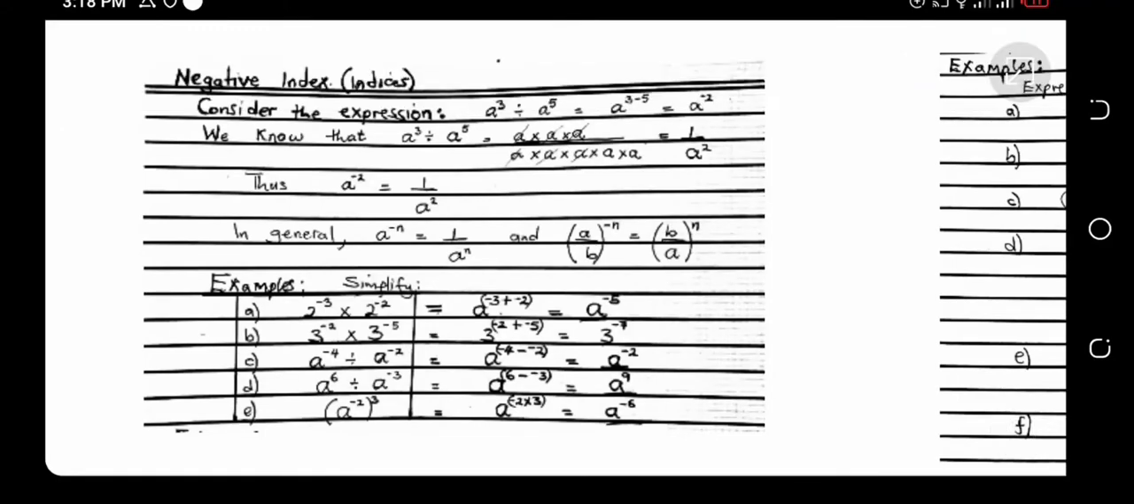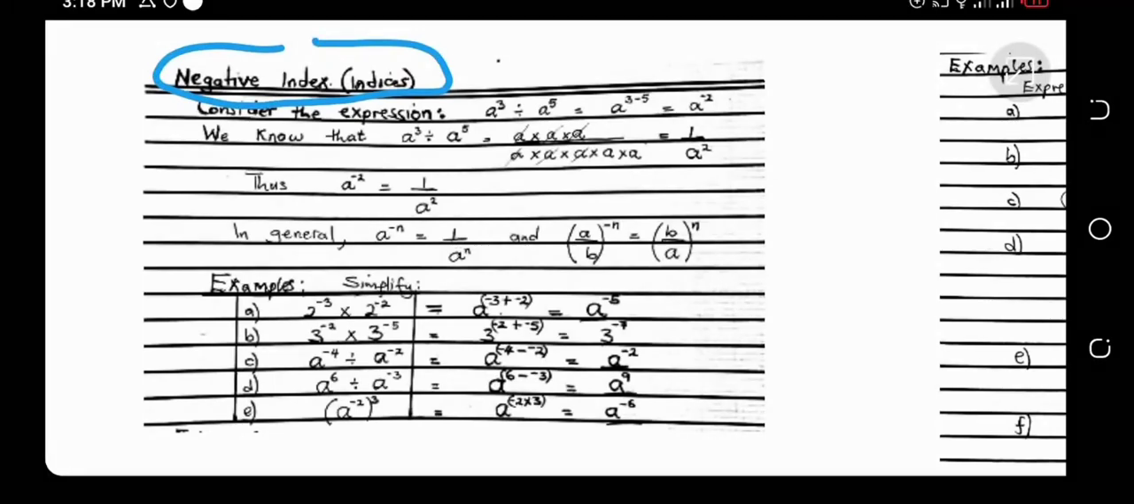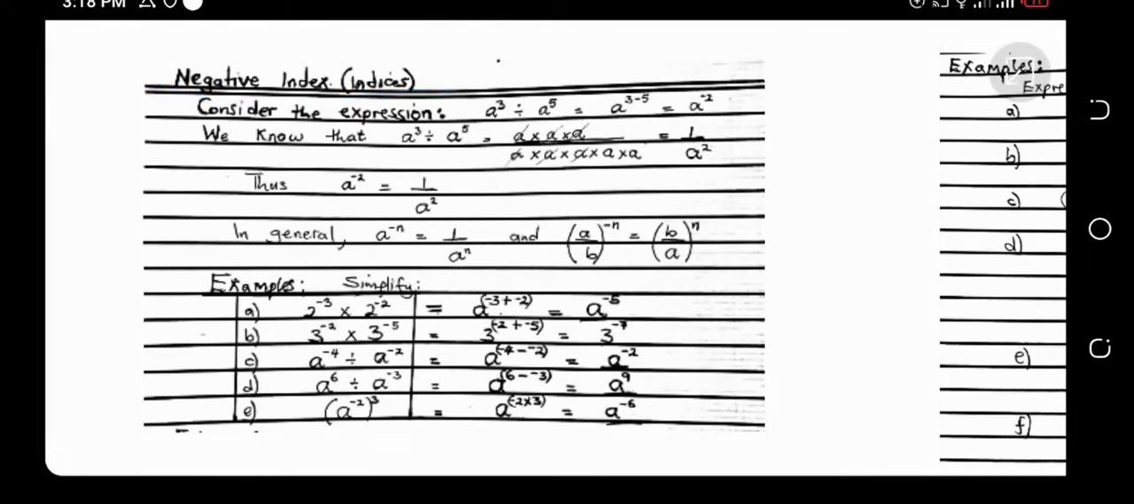Today we can look at negative indices, or negative index, but because we are dealing with many powers, we have to say negative indices. Consider the expression which is given here: a power 3 divided by a power 5.